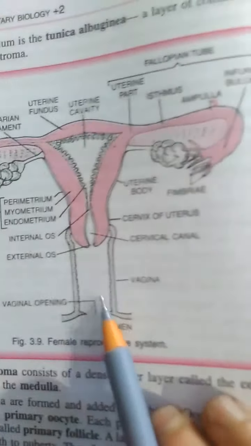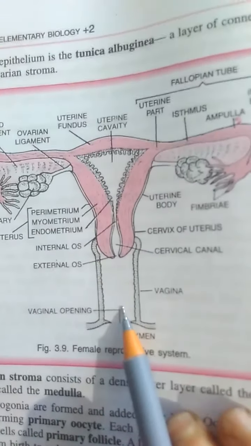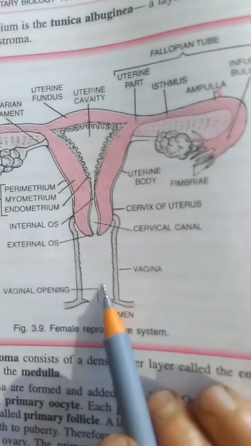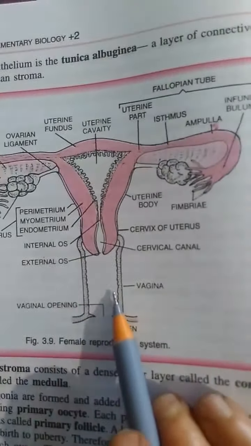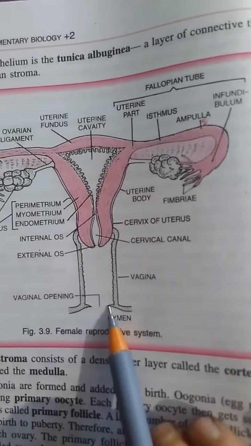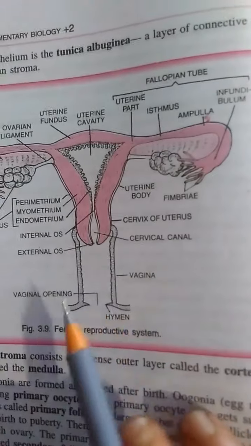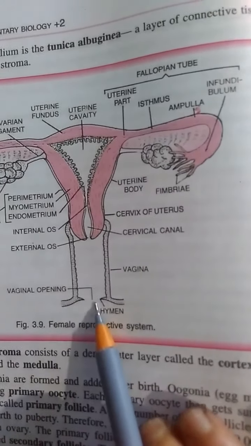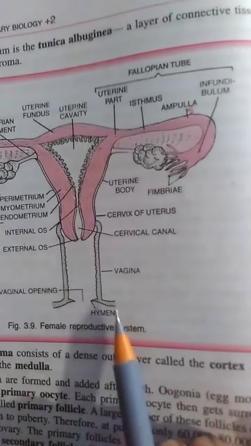लेकिन nowadays since females are involved in a number of physical activities, running, jumping, horse riding, right? So it may get torn even without sexual intercourse. This is one case. And secondly, sometimes it may even remain intact after the sexual intercourse.